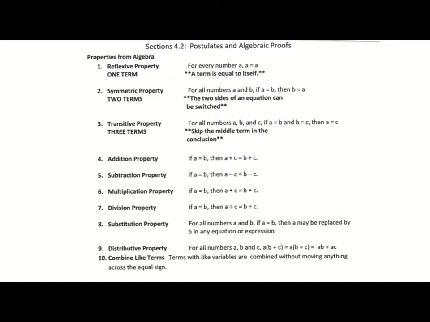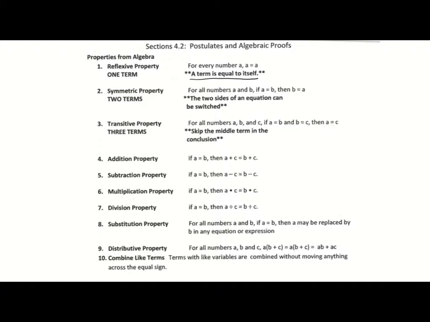In section 4.2, we are going to review all of our postulates so that we can use these postulates and properties for algebraic proofs. So the first one is the reflexive property. Reflexive property means that a term is equal to itself. So an example, we have A equals A, 3 equals 3, 5 equals 5, anything where something equals itself.